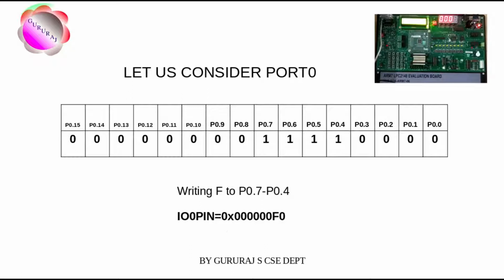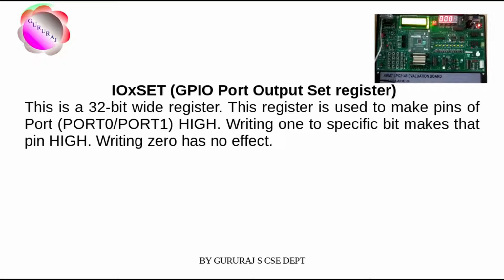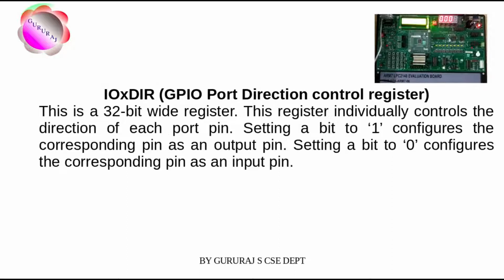Let's move on. IOXSET is the GPIO port output set register. This is a 32-bit wide register. It is used to make pins of port 0 or 1 high. Writing 1 to a specific bit makes that pin high. Writing 0 has no effect on it. So you can make that pin 1 or 0 by changing the value at that place.